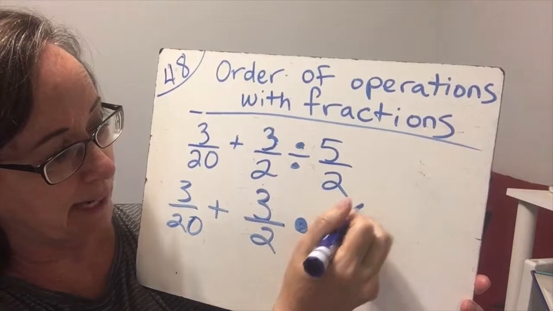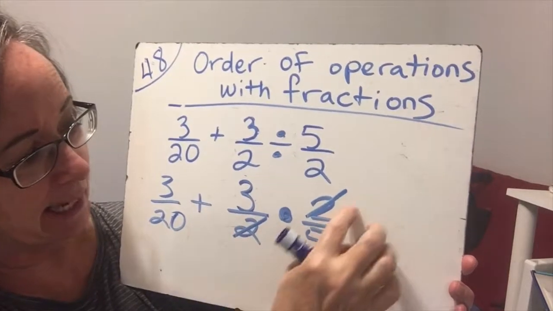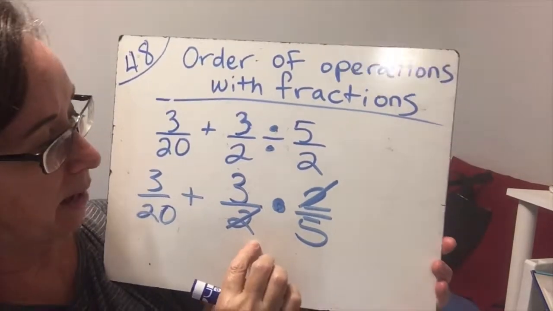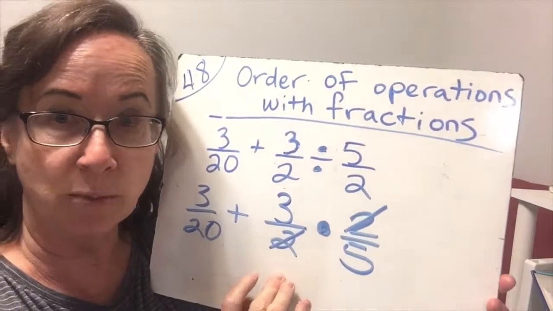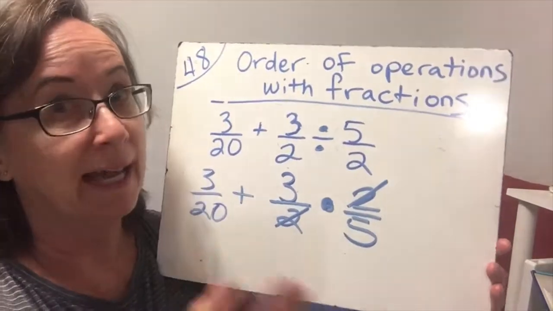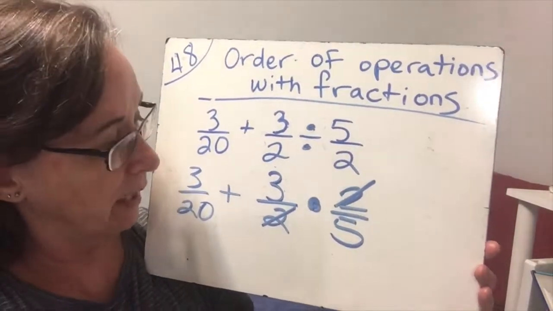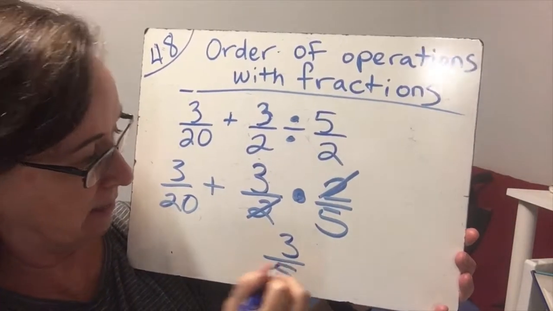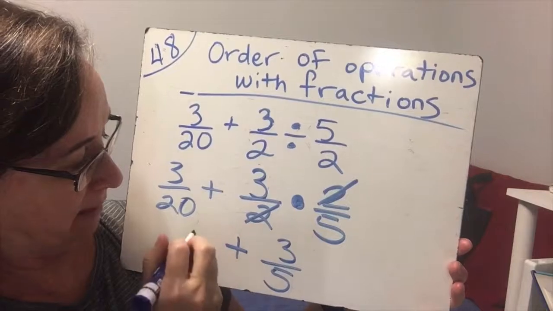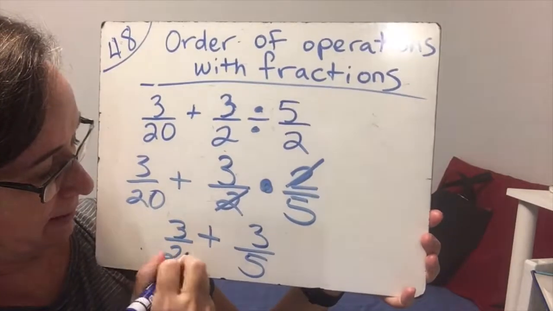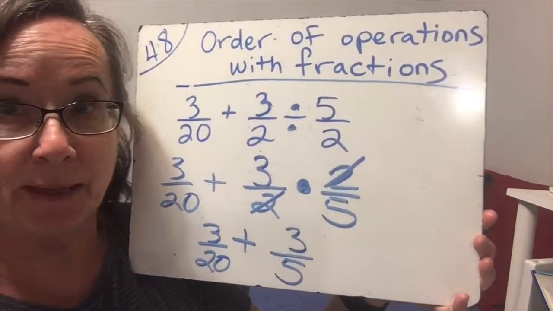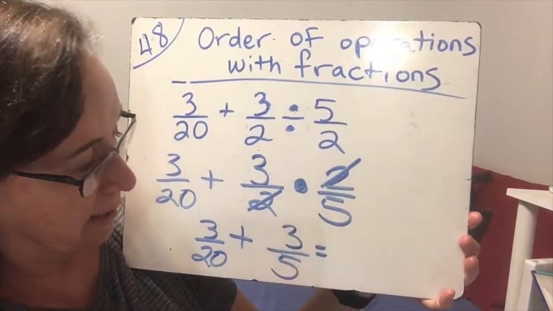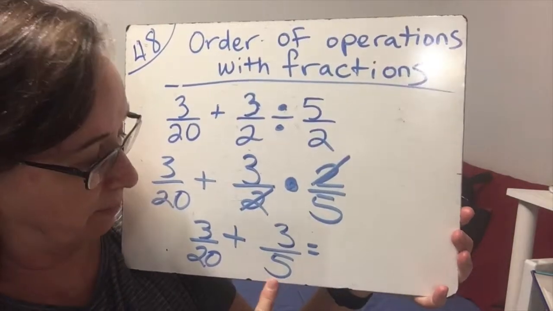So let's go ahead. Now when we're doing these, we can cancel the 2's because anytime we have the same thing on the numerator and the denominator, it's like dividing by 1. So we have 3/5, and we're going to add 3/20. But to add, I must get common denominators, so we're going to go to 20 for both denominators.